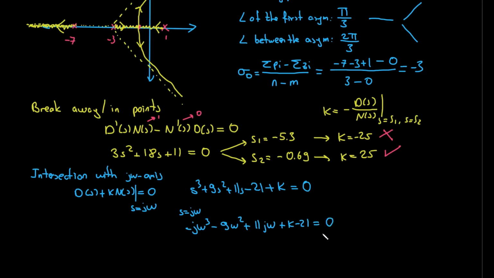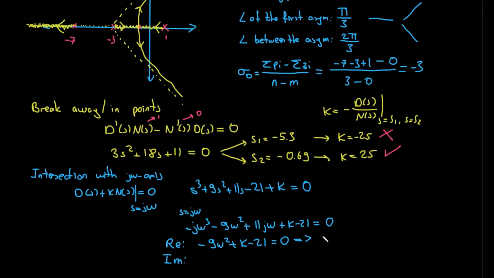And once again, we have one equation with two unknowns, omega and k, that I need to find. But the good news is that I have two equations here because I need to equate the real part of the left-hand side and right-hand side to 0, and the imaginary part of this equation to 0, okay? So what is the real part of this equation? It is equal to minus 9 omega squared plus k minus 21, which should be equal to 0, okay? And from there, I can say that k is equal to 9 omega squared plus 21. That's our first equation.